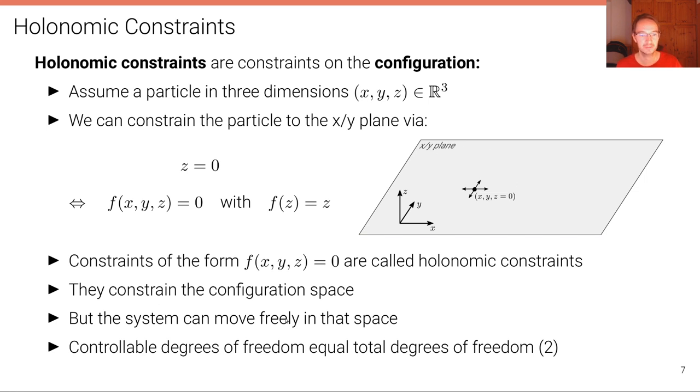However, the system can move freely in that constrained space, which means that the controllable degrees of freedom equals the total degrees of freedom, in this case two. We can control that particle, we can move it, we can apply forces to it in the x and y direction, and we can move it to any location in the xy plane.